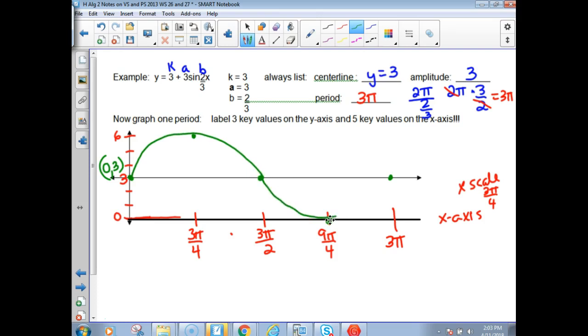This is my sine wave with an amplitude of 3, and it's not perfect, but now I'm going to label my key points. The first one is 0, 3. The second one is 3 pi over 4, 6. Third one is 3 pi over 2, 3. Fourth one is 9 pi over 4, 0. And the last one is 3 pi, 3.